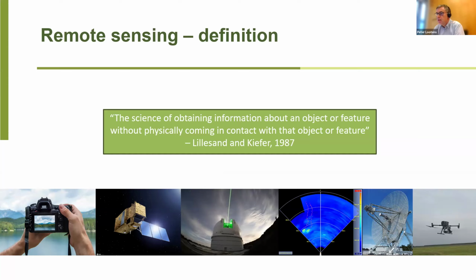First of all, remote sensing, the definition: it's the science of obtaining information about an object or a feature without physically coming in contact with that object or feature.